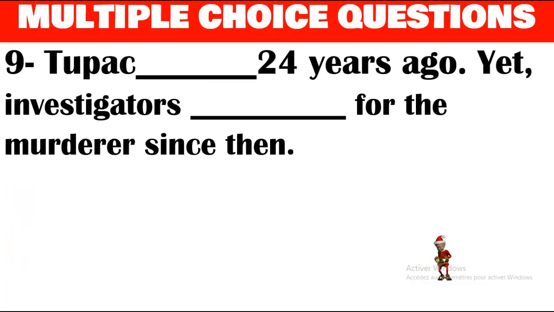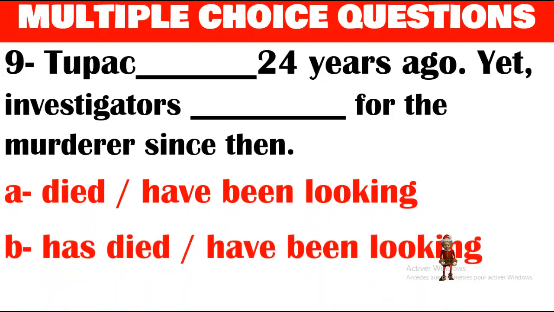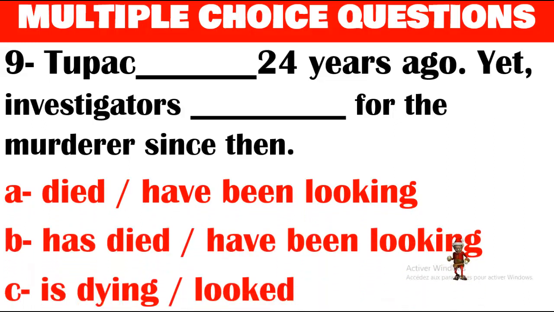Number 9, Tupac, is it died, has died, or is dying 24 years ago? Yet investigators for the murderer since then have been looking or looked. So the first answer is the first part and the second is the second part. Is it A, B or C? It is A, because here we have Tupac died 24 years ago, and here investigators have been looking for, and A is the best one.